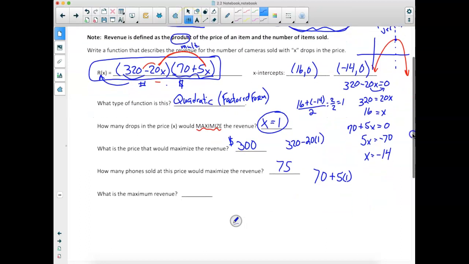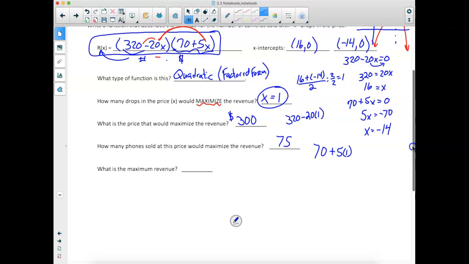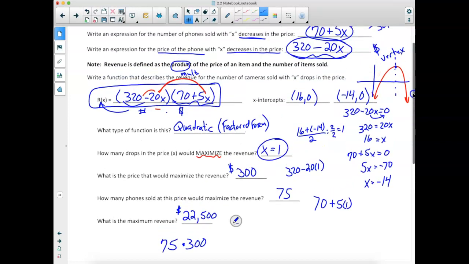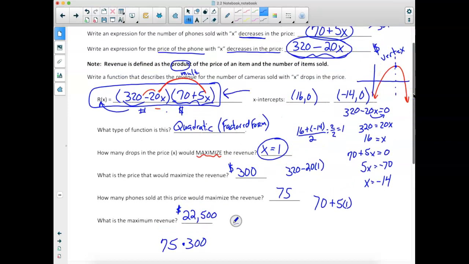Now, what is the maximum revenue? What we just set up here, if we take the number of phones, 75, times the price of the phones, 300, what is 75 times 300? Well, that's right, it's $22,500.